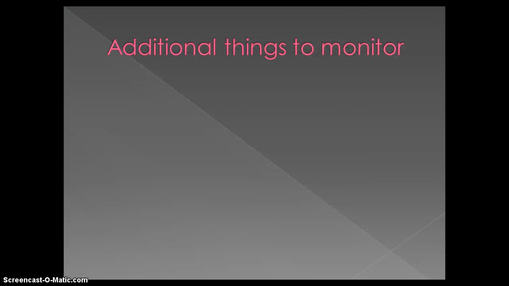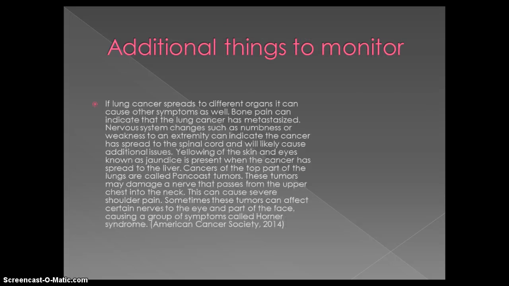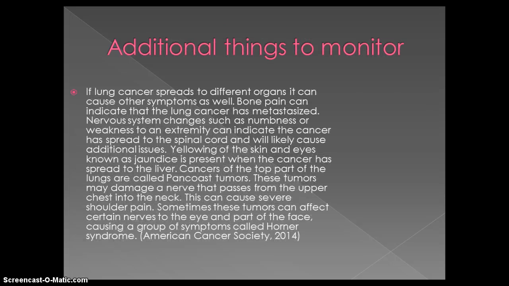Additional things to monitor. If lung cancer spreads to different organs, it can cause other symptoms as well. Bone pain can indicate that lung cancer has metastasized. Nervous system changes such as numbness or weakness to an extremity can indicate the cancer has spread to the spinal cord and will likely cause additional issues. Yellowing of the skin and eyes, known as jaundice, is present when the cancer has spread to the liver.